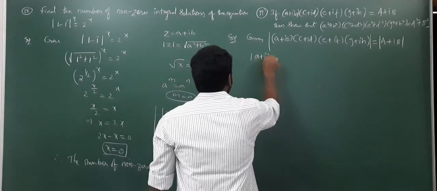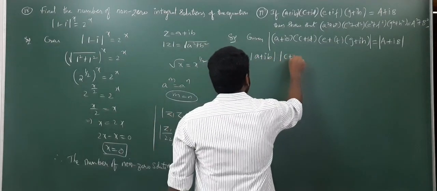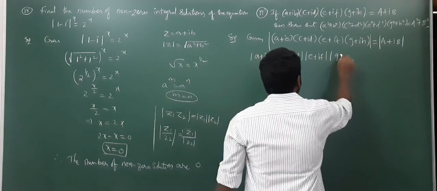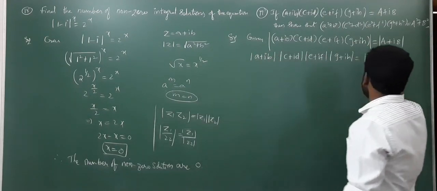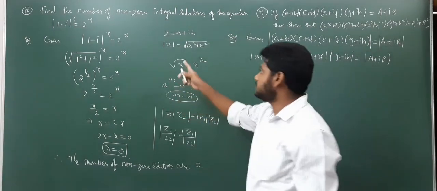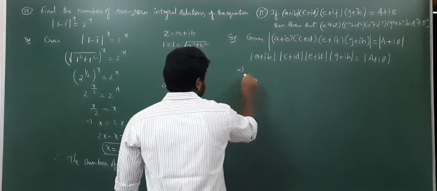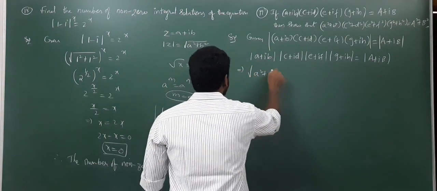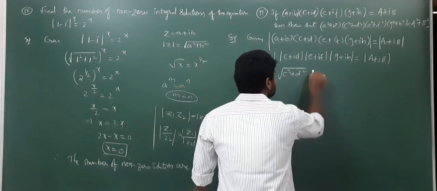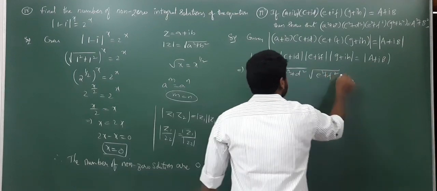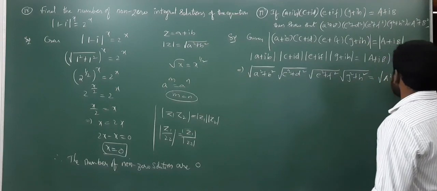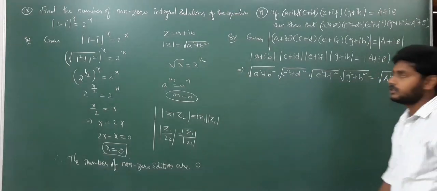Modulus of a plus ib into modulus of c plus id into modulus of e plus if into modulus of g plus ih, which is equal to modulus of a plus ib. But we know that modulus form is square root of a square plus b square, so which is equal to square root of a square plus b square into square root of c square plus d square into square root of e square plus f square into square root of g square plus h square, which is equal to square root of a square plus b square.